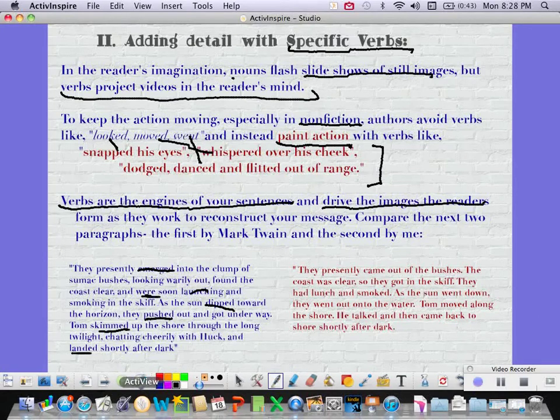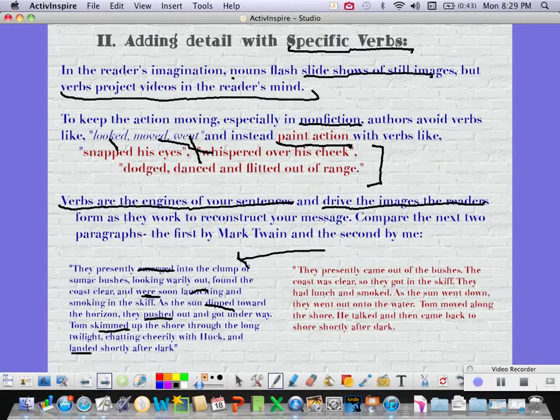Now here's my masterpiece, or not so much. They presently came out of the bushes. The coast was clear, so they got in the skiff. They had lunch and smoked. As the sun went down, they went out into the water. Tom moved along the shore. He talked and then came back to the shore shortly after dark. Same idea, but look at the difference the verbs made in that one. Specific, concrete actions make all the difference.